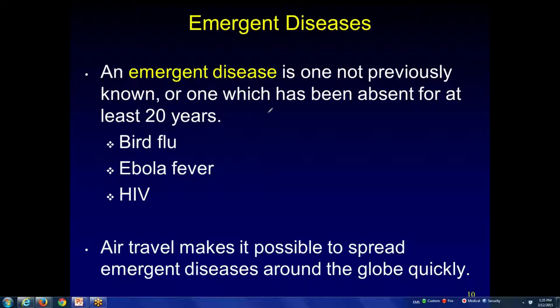So that's a big theme throughout Chapter 8, how climate change might cause pathogens and vectors, which are organisms that spread these pathogens, to live in new areas and move north. An emergent disease is one not previously known or which has been absent for at least 20 years. So bird flu, not a big concern years ago, suddenly popped up in Asia and spread across the United States.